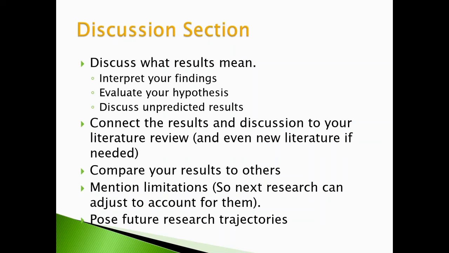Oftentimes those limitations are what's going to inform future scientists or future researchers. This is maybe the next step. Maybe a limitation was that we hadn't considered an elderly population to be part of this study, and we realize that's a limitation, and future research should actually look at the elder population for the same study. Things like that. So we also find out through our limitations what's a good place for future research to go.